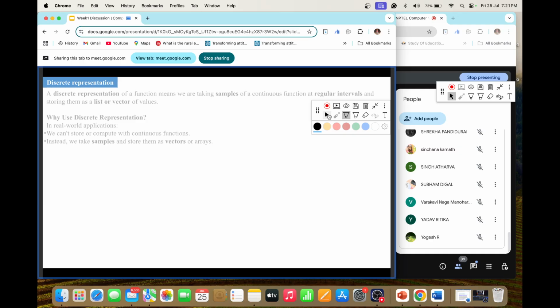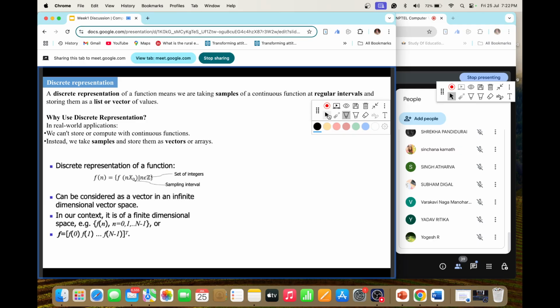Now this discrete representation. Why do we use this discrete representation? Actually, in the real world, all signals are continuous in nature. When signals are continuous in nature, it is difficult to perform operations on them. So that is why we are always converting this continuous information to discrete information. How are we doing this? A discrete representation of a function means we are taking samples of a continuous function at a regular interval.